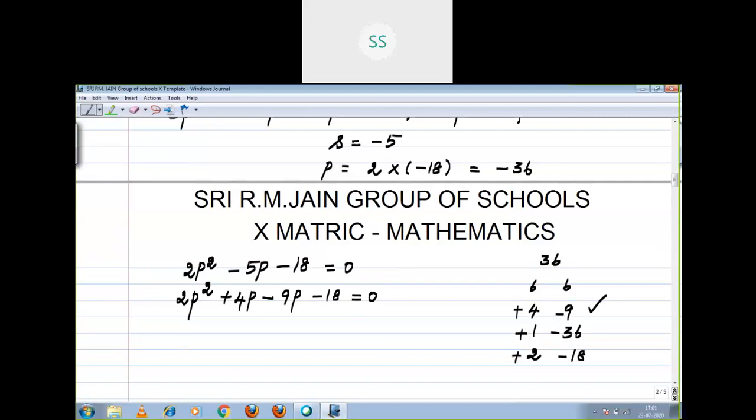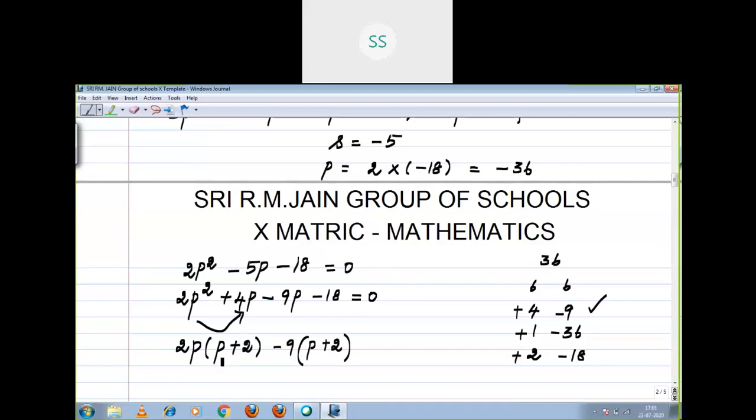Right. Now, in these two, which is common? 2p is common. Inside the bracket, p plus 2. Already I told you what you wrote. The same thing you write here also. But here we had minus 9p minus 18. So which one do you have to take as common? Minus 9.